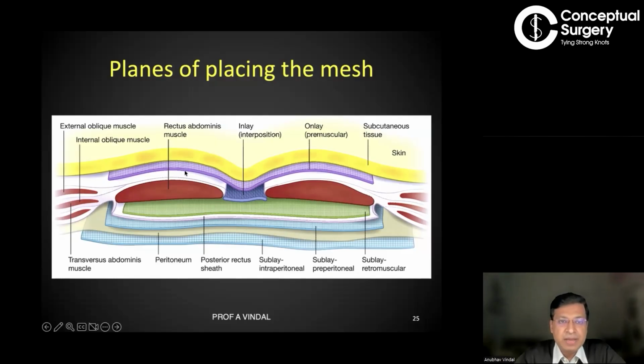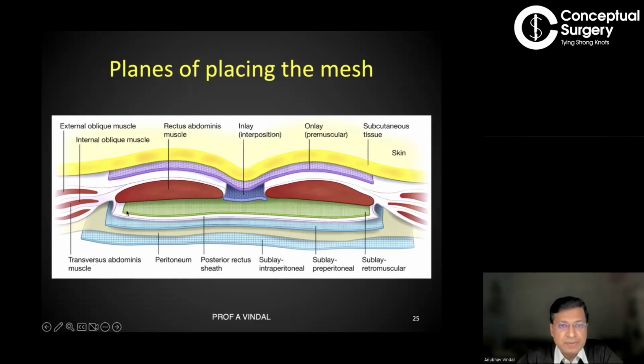So if the mesh is placed over the anterior rectus sheath deep to the subcutaneous tissue, it is known as an onlay repair. It is usually done in open repairs. The most common type of open ventral or incisional hernia repair is an onlay repair. If the mesh is placed in between the two rectus abdominis muscles as a bridging repair, it is known as an inlay repair. It is a very uncommonly performed repair.